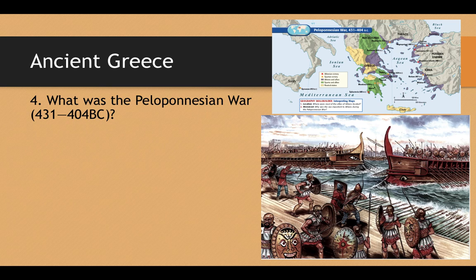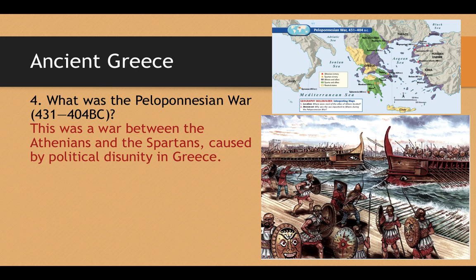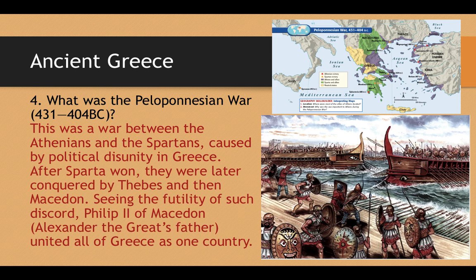And now we get to the Peloponnesian War. This was 431 through 404 BC, after the Greco-Persian Wars. This was a war between the Athenians and the Spartans, okay? So the city-states turned on each other, and this was caused by political disunity throughout Greece. So after Sparta won, they were later conquered by Thebes and then Macedon. So they basically set a terrible example of city-states conquering each other when they have disagreements.